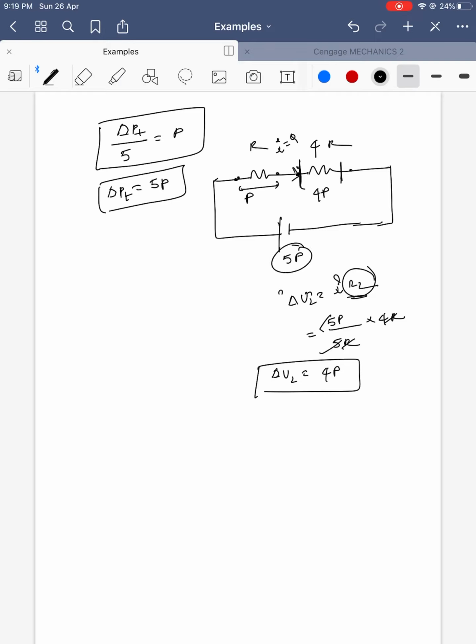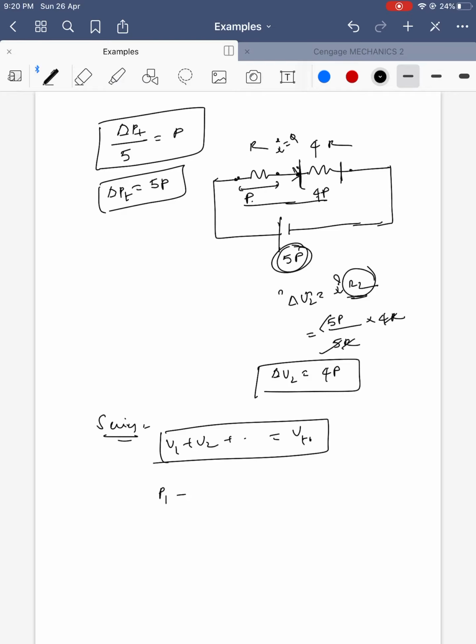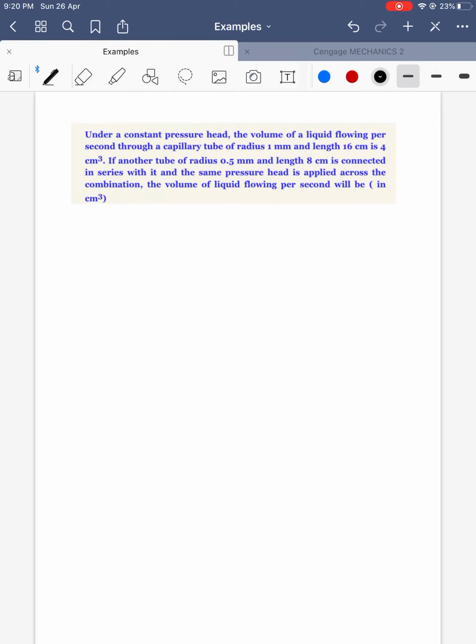You can do it one more way. If you add these two, P plus 4P, you should get 5P. Remember one more thing: in series, V1 plus V2 and so on is equal to the total potential difference. Here, the pressure drop across the two tubes is equal to the total pressure drop. This holds only in the series case, not in other cases. Okay, let's do another question.